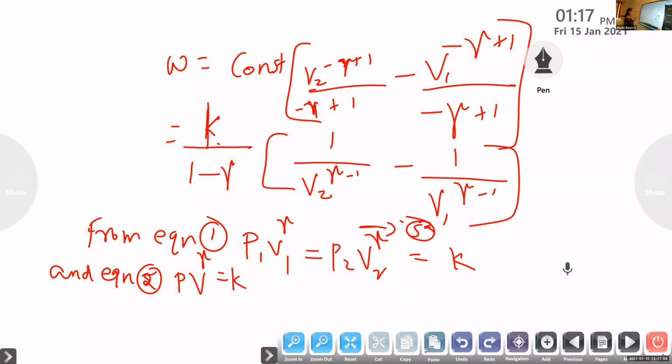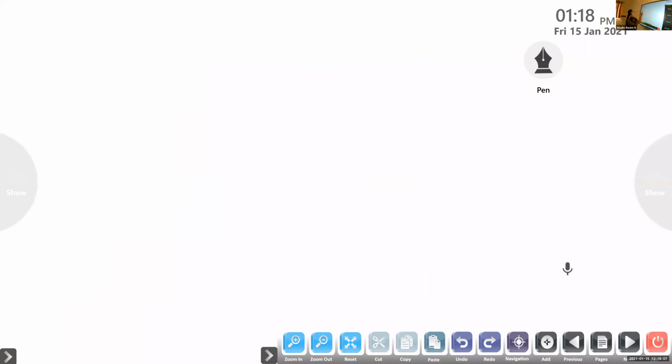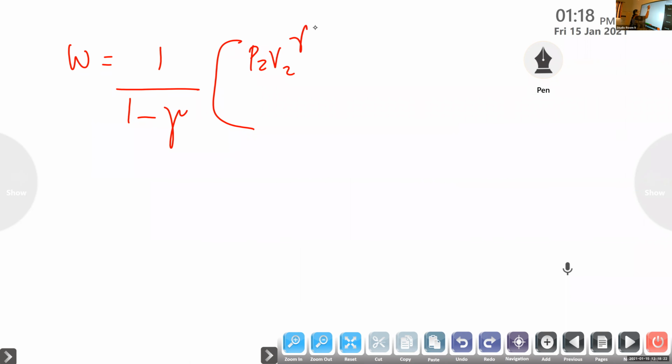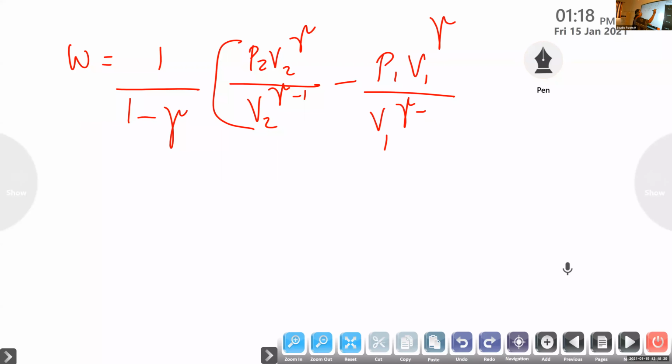So next step, I hope you completed the next step. You are multiplying K in each. So you will get work done is equal to 1 by 1 minus gamma into, first is volume V2, so we should write the equation P2 V2 gamma divided by V2 gamma minus 1, minus P1 V1 gamma divided by V1 gamma minus 1.